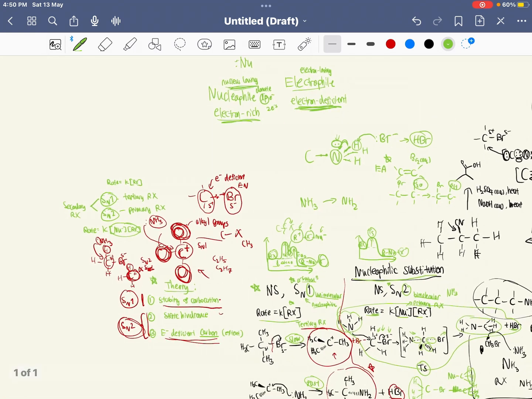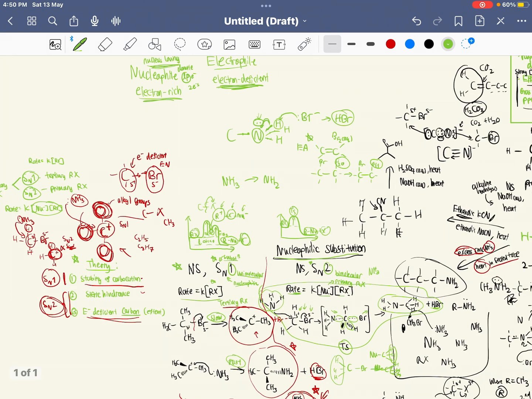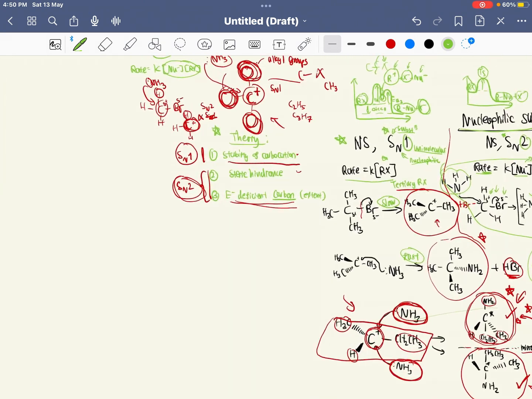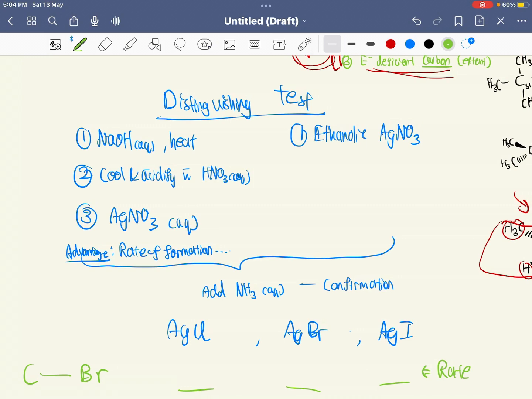Okay, so now we'll be moving on to our RX distinguishing test, which is the last part of RX that we're going to cover. There are actually 2 reaction pathways that we can possibly conduct for our distinguishing test.